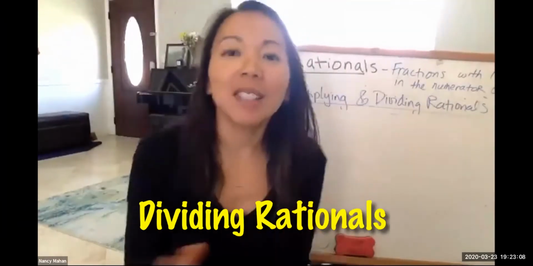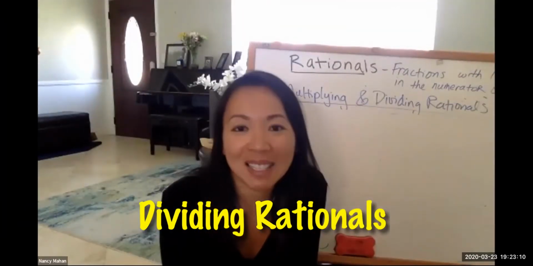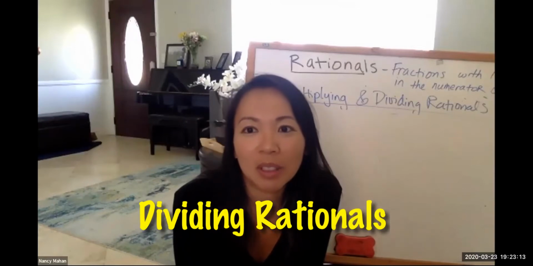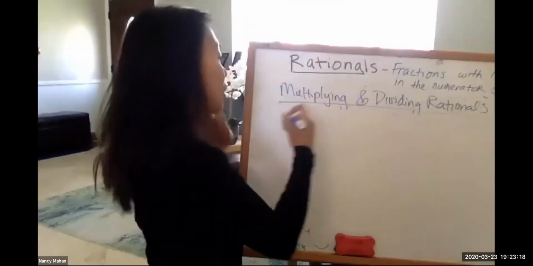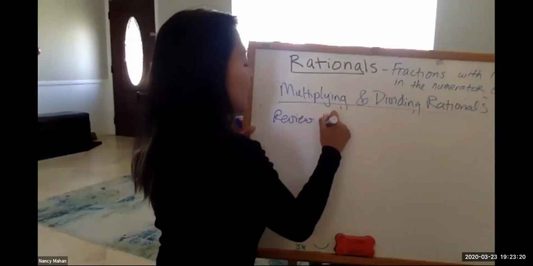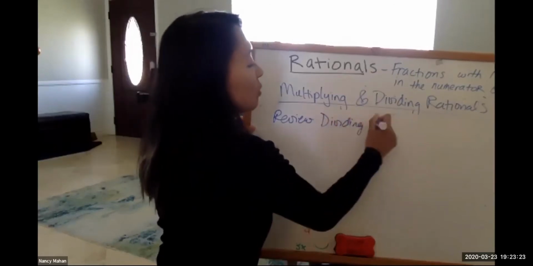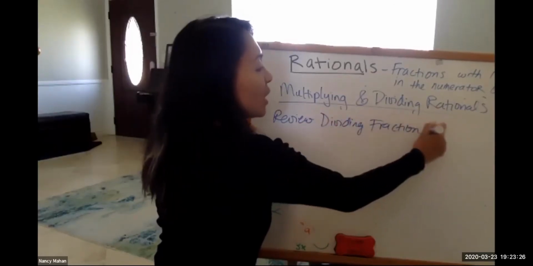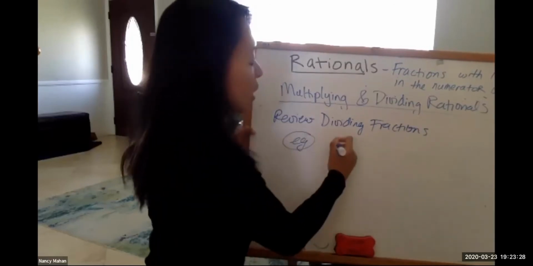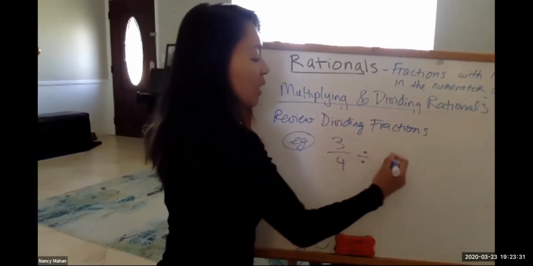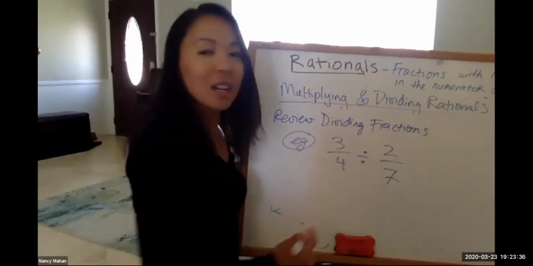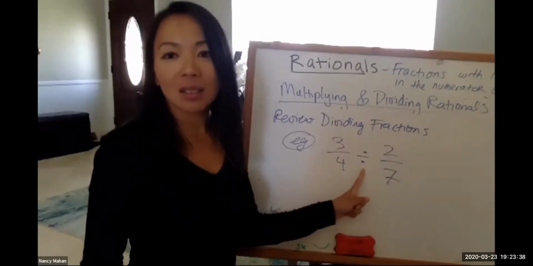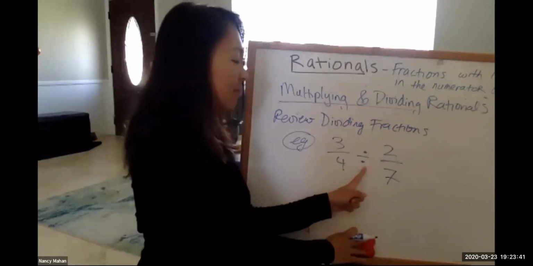Polynomials. And the nice thing about dividing polynomials is it's almost exactly the same as multiplying polynomials, I mean rationals. So here, I'm going to do a quick review of how you divide fractions. When you divide fractions, for example, if I had 3/4 divided by 2/7, what do I do first to change this division sign? Don't you do the reciprocal of 2/7?